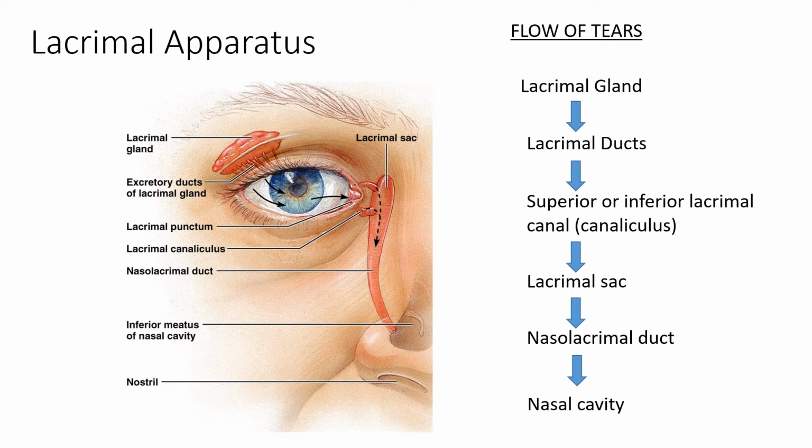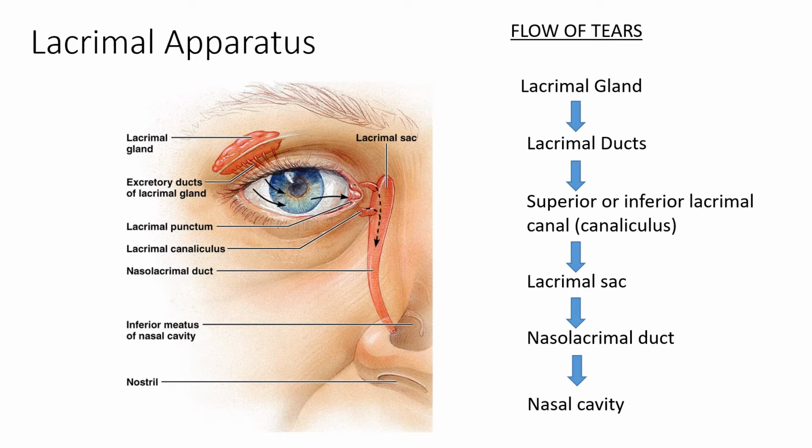We have the lacrimal gland, which is towards the outside upper corner of the eye, so it's lateral and superior. And then we have these excretory ducts that dump onto the eye. The fluid's going to flow across the eye and be collected towards the medial end of the eye. The fluids are going to pass into the lacrimal sac and then pass down this nasolacrimal duct into the nose.